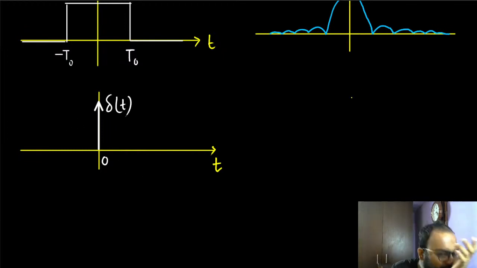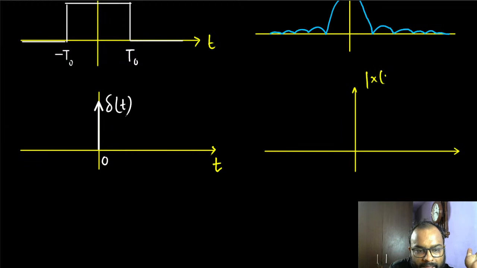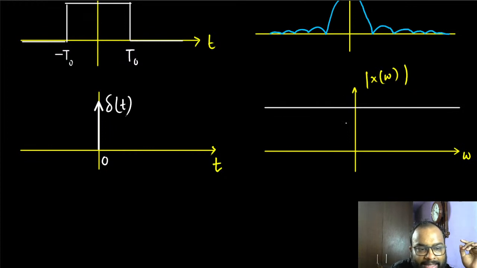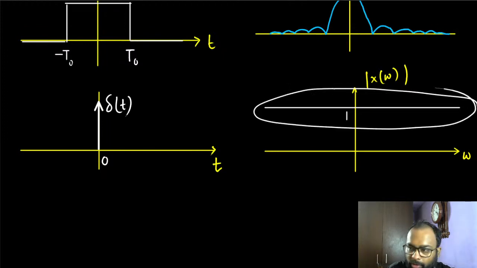But what is its frequency then? Of course, we know that the frequency, essentially the Fourier transform of this, mod X(omega), is a constant, and that is there everywhere in the frequency. So in other words, if I have a signal that is extremely precise in terms of time, it would be extremely imprecise in terms of frequency.